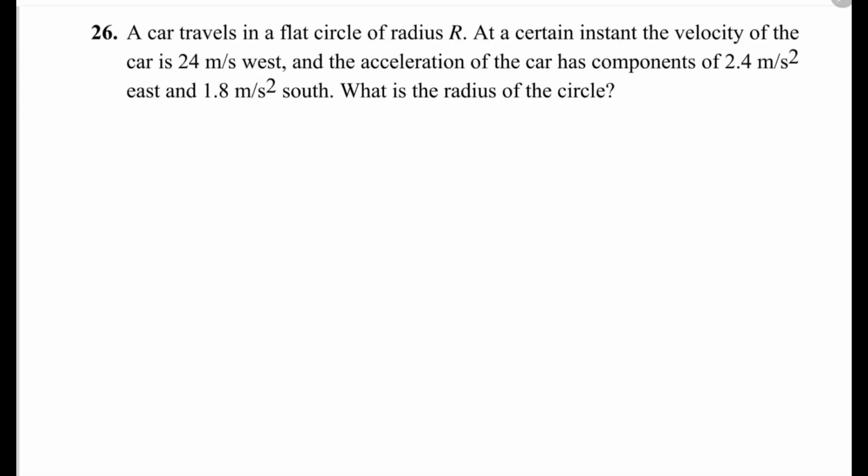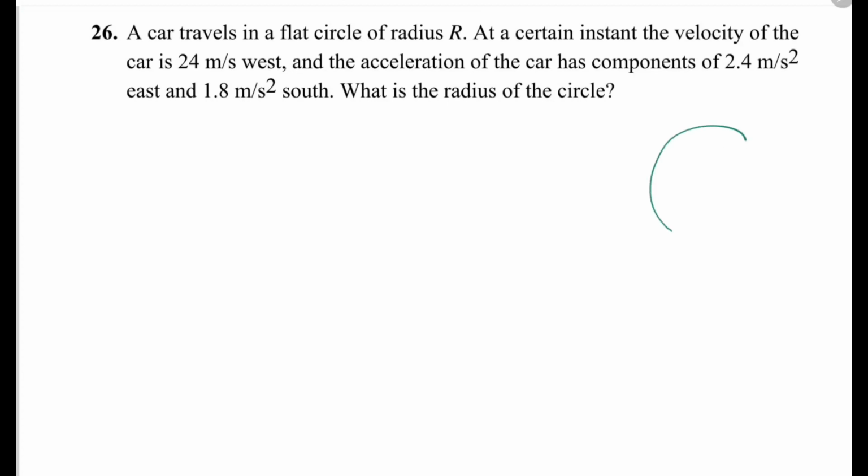A car travels in a flat circle of radius r. At a certain instant, the velocity of the car is 24 meters per second west, and the acceleration of the car has components of 2.4 meters per second squared east and 1.8 meters per second squared south. What is the radius of the circle?